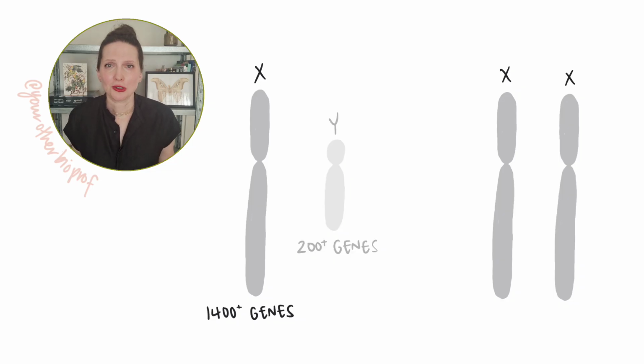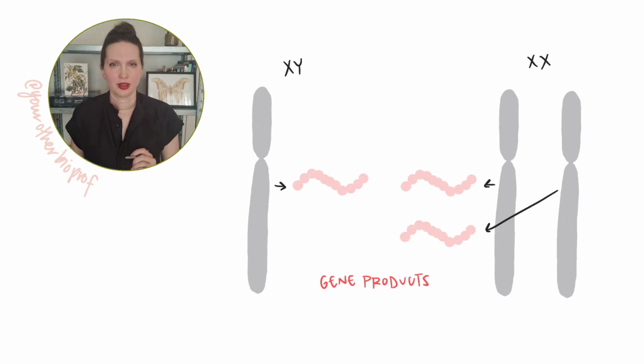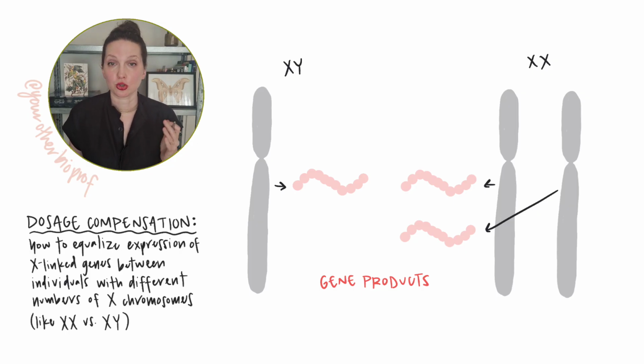And the X chromosome in humans is big, holding more than 1,400 genes. So how do both types of cells function normally? We've got a bit of a gene dosage problem here. Dosage compensation is a way to regulate, to control expression in order to equalize expression of X-linked genes in cells of different sexes.